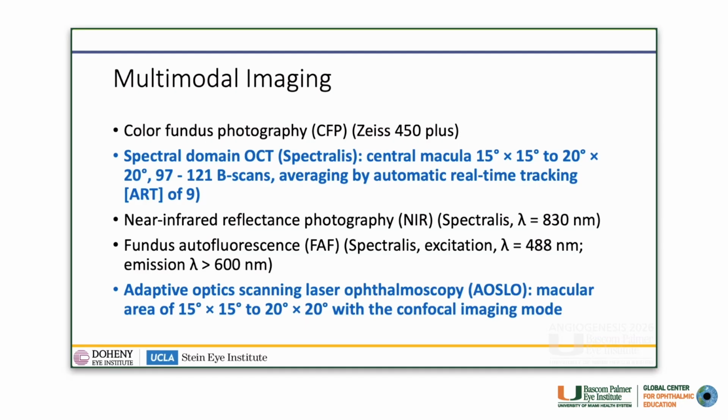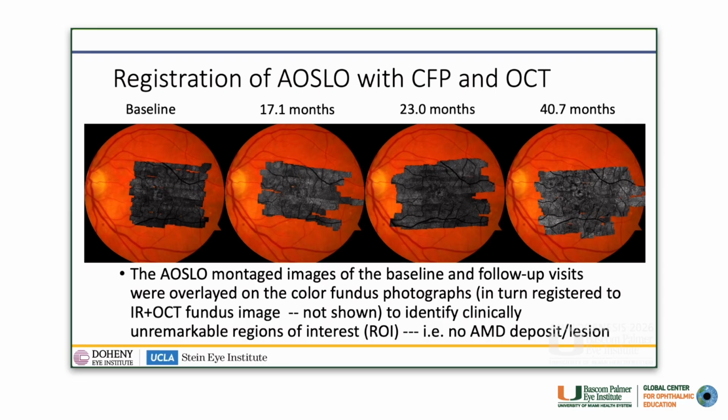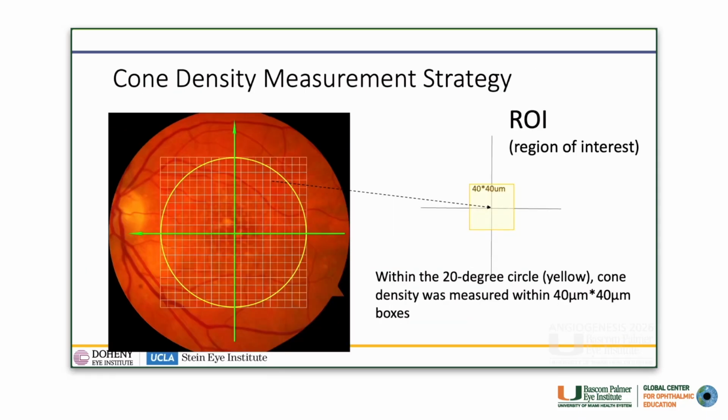Now, we focused specifically on OCT and adaptive optics, but we did do multimodal imaging on these subjects. This is an example of a montage of different AO images obtained over time, laid on top of the color photographs. We could use the vessel landmarks to register the color images and then register to the IR image and the OCTs as well. And we specifically focused on regions of interest where there were no AMD lesions, such as STD or drusen. This is an example of the tiny grids that we use, 40 micron by 40 micron squares, in which we did the photoreceptor counts, and that constituted the region of interest where we looked for unremarkable areas.